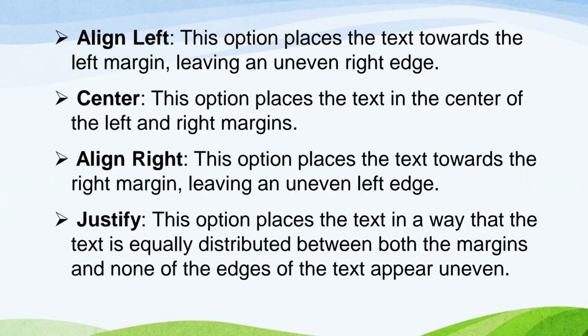Now fourth is Justify. This option places the text in a way that the text is equally distributed between both the margins and none of the edges of the text appear uneven. It means a paragraph's text is justified when it is aligned evenly along both the left and the right margins.